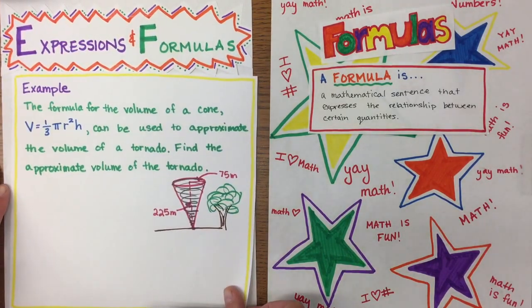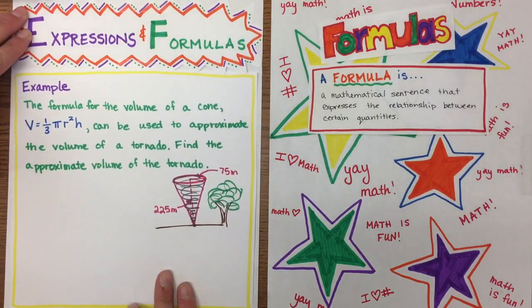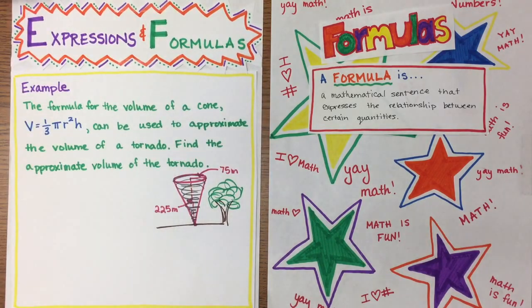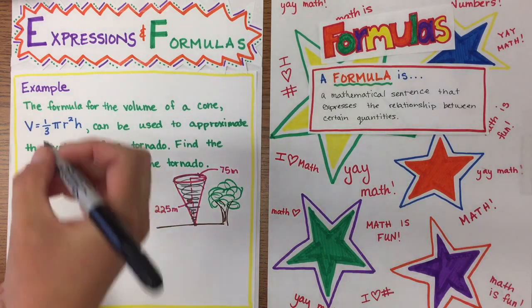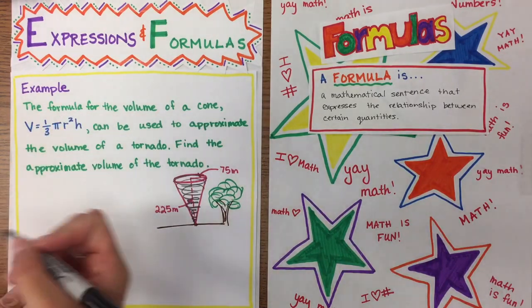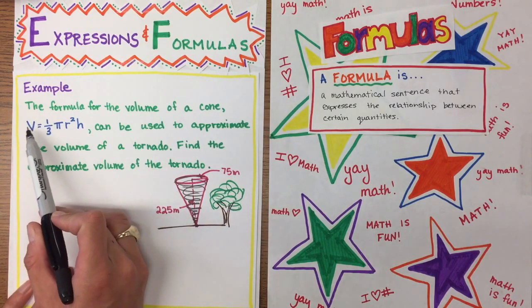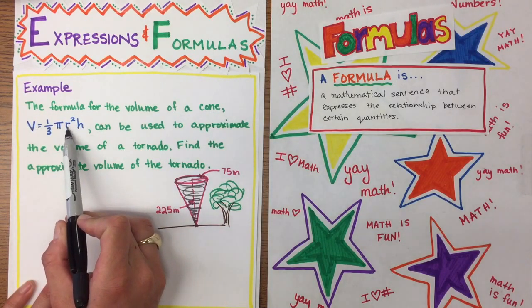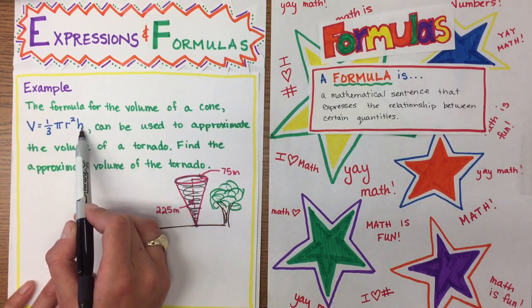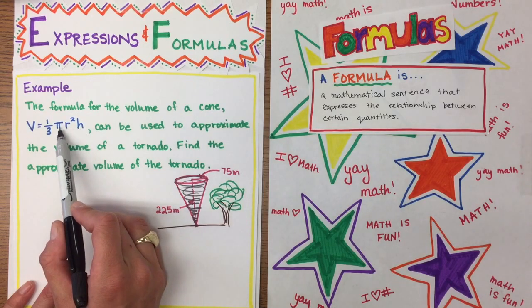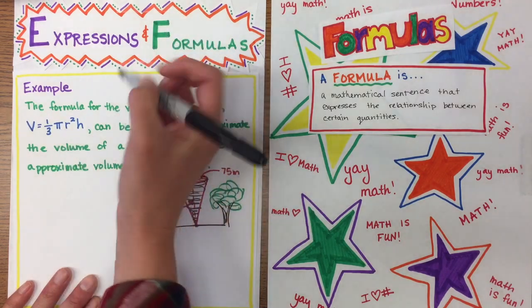In our first example, we are going to look at the formula for the volume of a cone. So the formula for the volume of a cone is V equals 1/3 pi r squared h. And let's talk about this value pi really quickly. In this formula here, my variables are volume V, radius r, and height h. Pi is not a variable.